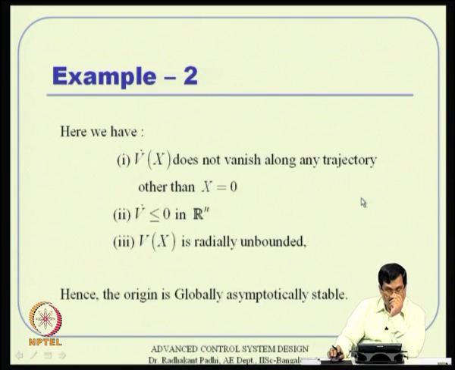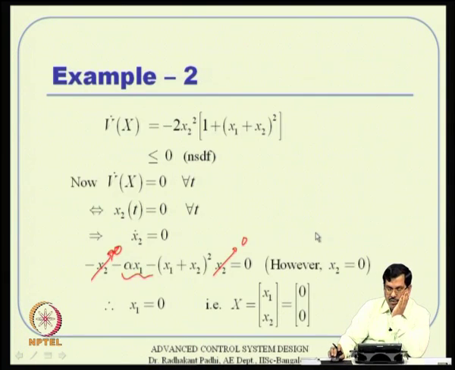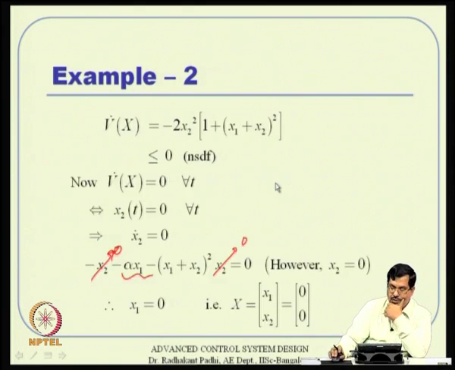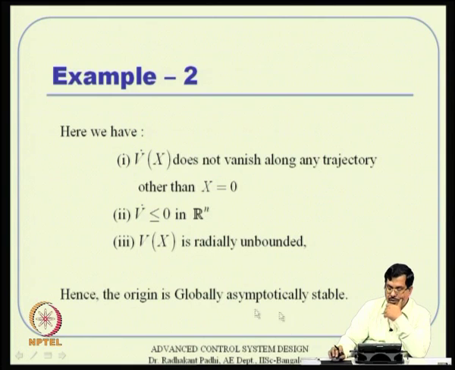Okay. So, what we have shown is that V dot of x does not vanish along any trajectory other than x equal to 0, V dot is negative semi definite, and V of x happens to be radially unbounded also, right. This V of x is certainly radially unbounded, it is a quadratic function after all, for alpha greater than 0. So, it is radially unbounded. So, certainly the origin is globally asymptotically stable.